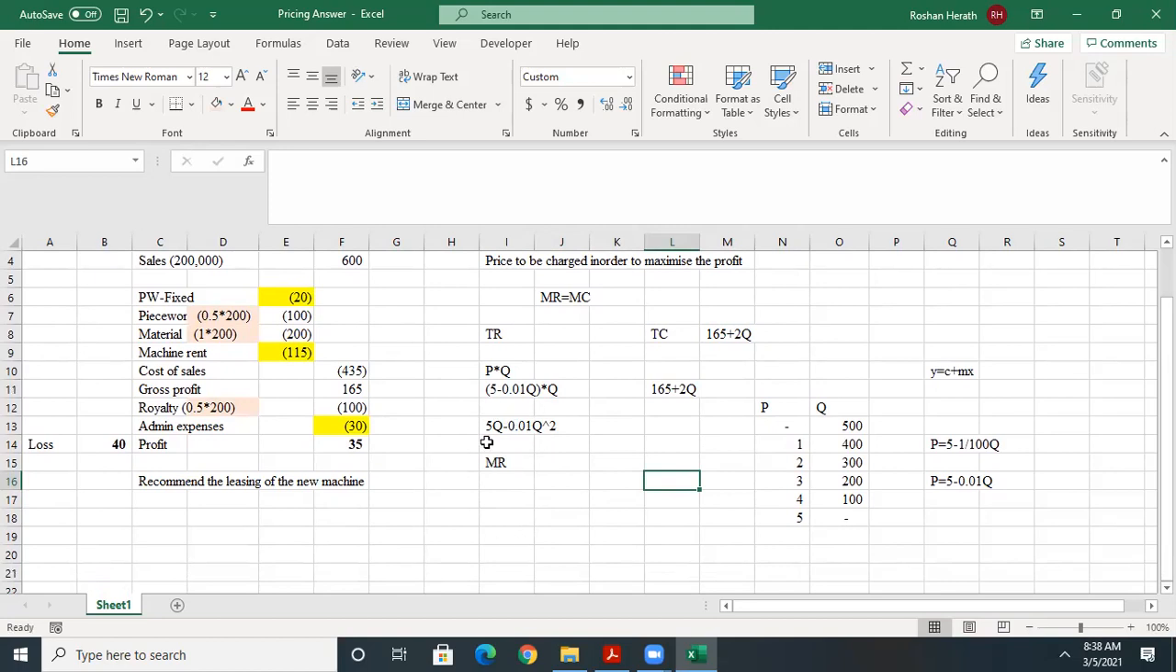So how are we going to do that? If you take this 5Q, there you know there's power 1. Then if you multiply this 1 by 5, it comes to 5. Q to the power 0 is 1. So therefore, it's just 5. Minus 0.01 Q to the power 2. 2 multiplied by 0.01 is going to be 0.02. Then power 1 is there. So therefore, it's Q. So this is the marginal revenue.